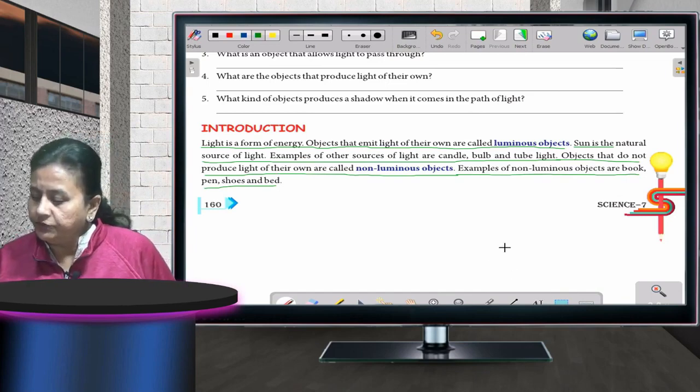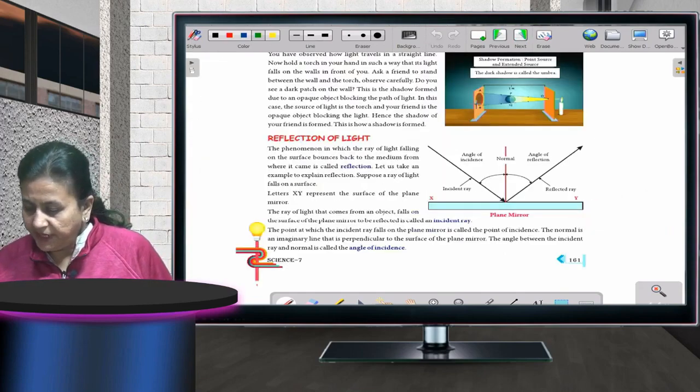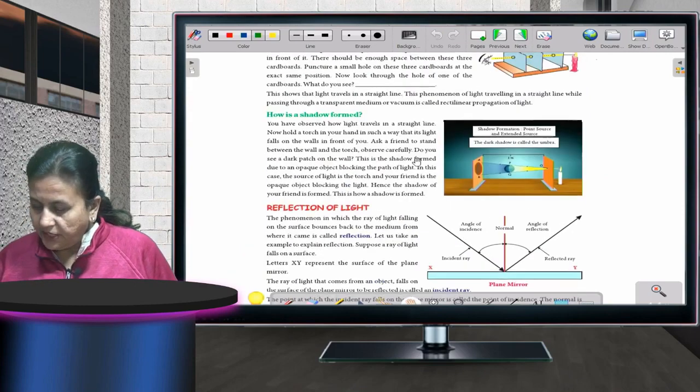Fine. Now move to the next page. Okay, we are moving to the next page now. Can you all see on your screens?